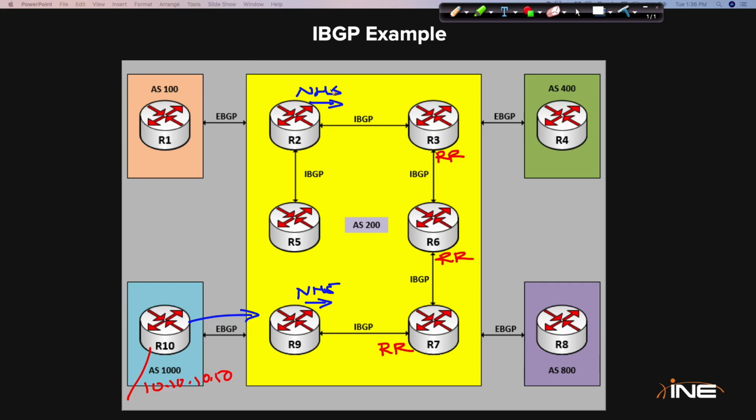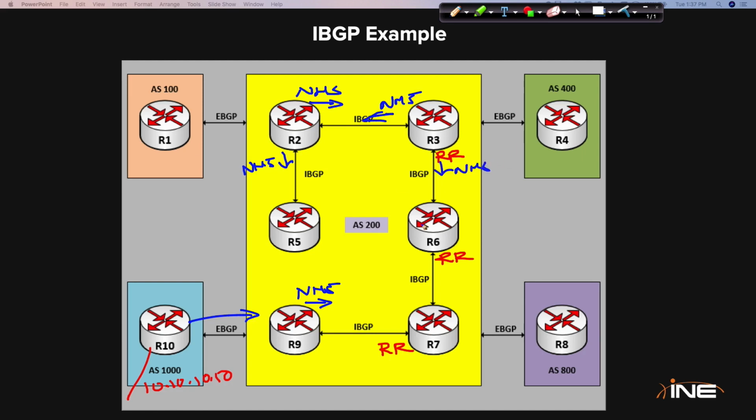Technically, if you have an eBGP neighbor and an iBGP neighbor, you should do a next hop self towards the iBGP neighbor. So if you look at this diagram, R2 has an eBGP and an iBGP, so I should do a next hop self on R2 towards R3 and towards R5. I should do a next hop self on R3 also, because even R3 has an eBGP neighbor and an iBGP neighbor, so he should do a next hop self towards R2 and towards R6.